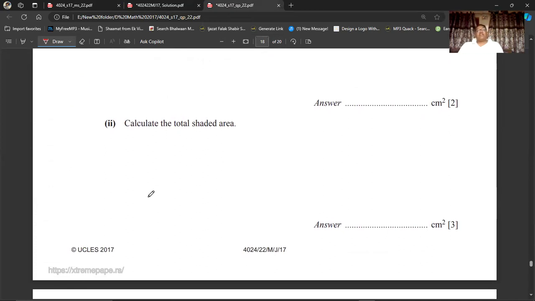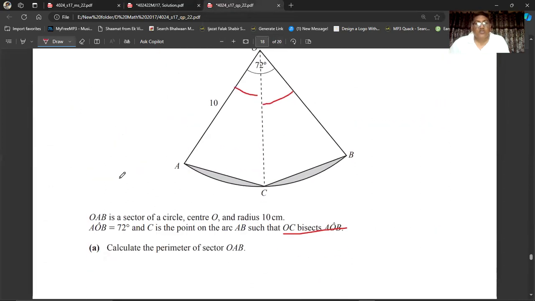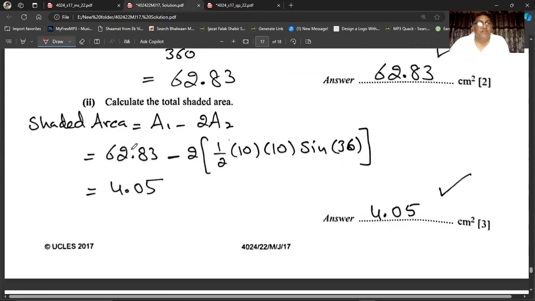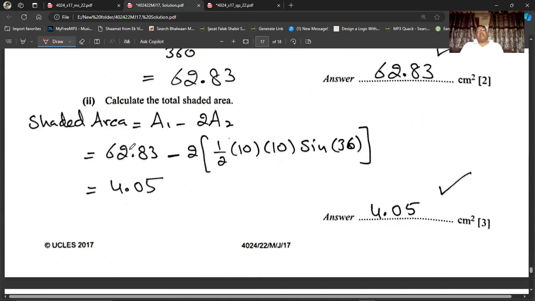It says calculate the total shaded area. The total shaded area will be the area of the sector, subtract the area of this triangle and the area of this triangle. Both these triangles are the same. So the shaded area equals area 1, the area of the sector, minus 2 times the area of that triangle. So A1 minus 2 times area 2, both triangles being the same.